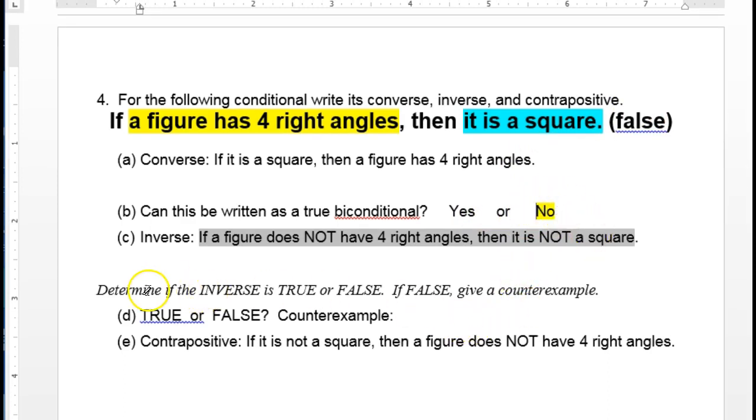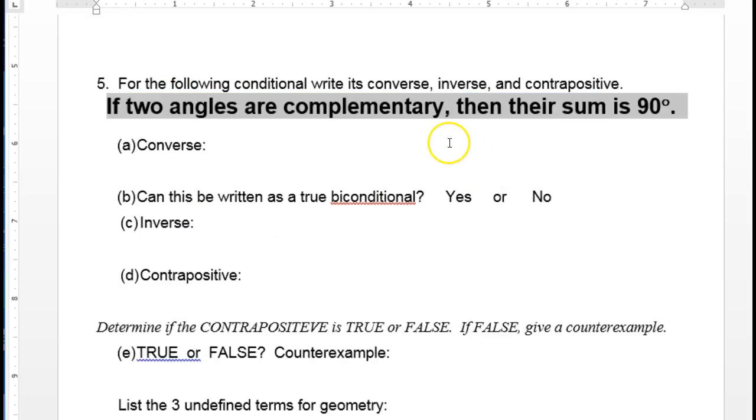All right, so then we have determined if the inverse is true. So you look at the inverse and you say, if a figure does not have 4 right angles, then it is not a square. Well, that's true. If it doesn't have 4 right angles, it can't be a square, so that's true. You're going to circle it again on your test. So this is the last one of this kind. Here's our original statement.